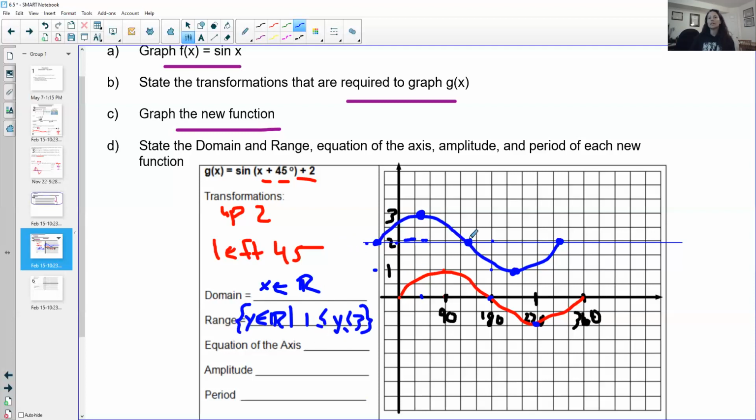The equation of the axis was the blue line going across that we drew in. You can find it by taking 3, adding it to 1, and dividing by 2. That should give us a value of 2. And if you look, we drew our line at 2. It's right in between, okay? The amplitude is the distance from the equation of the axis to the highest point. So we're going from 2 to 3. That has an amplitude of 1. And the period is the length of a cycle. We didn't compress it or stretch it at all, so we still have a period of 360 degrees.